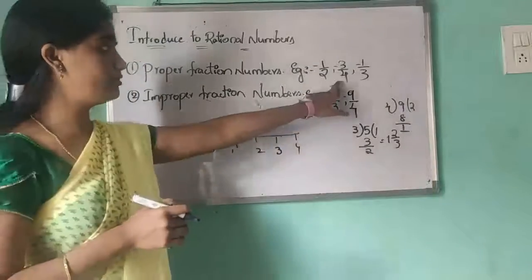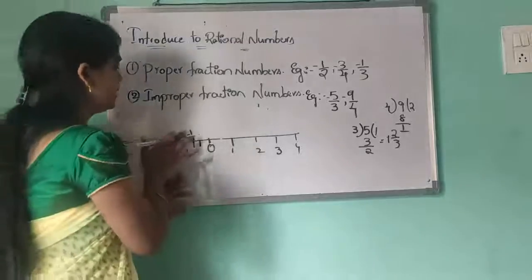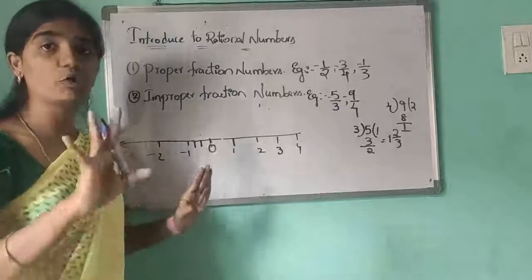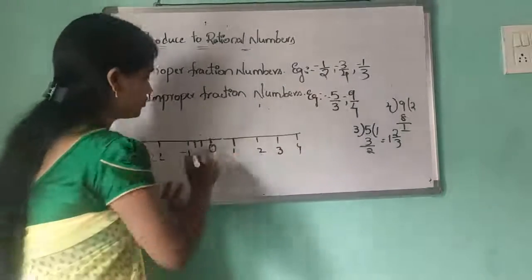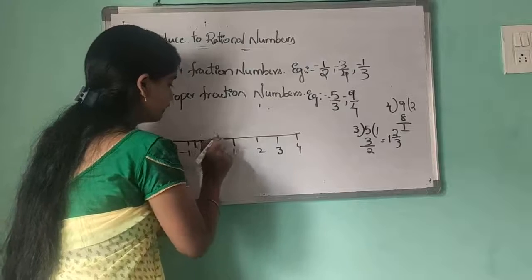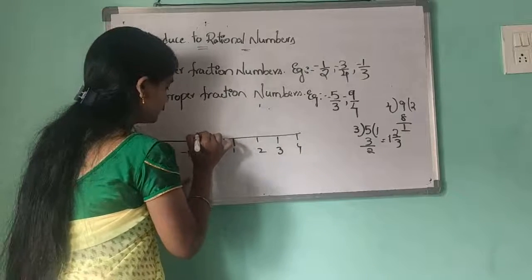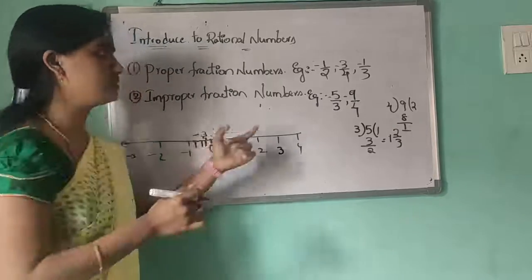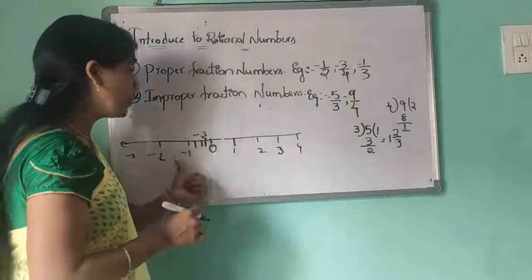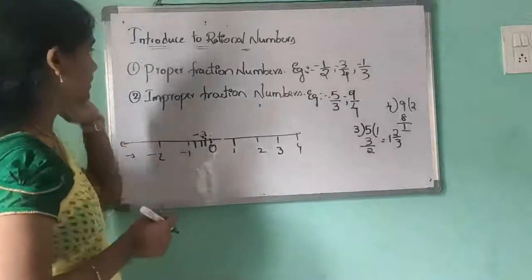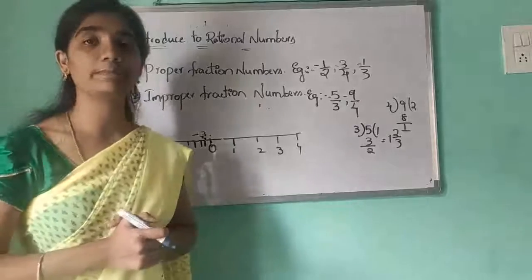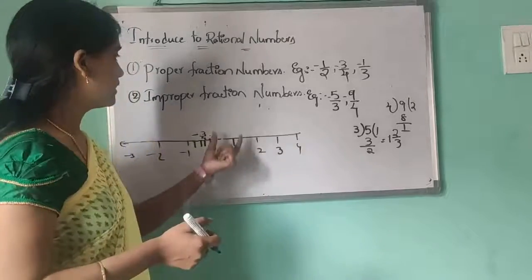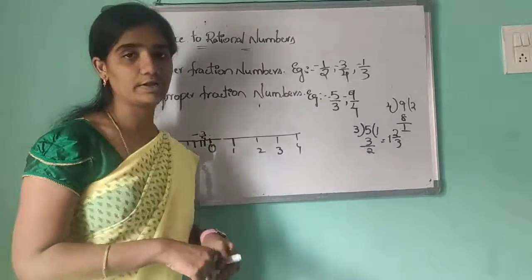Coming to minus 3 by 4, it is also the same. How many equal parts do we consider? 4 equal parts, because the denominator value is 4. So 1, 2, 3, 4. Put the mark at the third part, so the value is minus 3 by 4. It also lies in between 0 and minus 1. Comparing with positive numbers, which are represented from 0 to 1, these are represented from 0 to minus 1. Let's check.